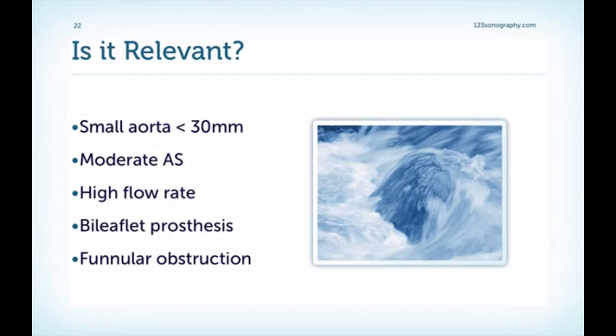If we have underlying high flow rate, for example in hyperdynamic left ventricular function, or perhaps also in aortic regurgitation, or in patients with thyroid disease, or in patients who have tachycardia and very fast heart rate, this might be something that we have to consider. Sometimes we can also encounter this in bileaflet prostheses, or if the patient has a very funnel-shaped obstruction.